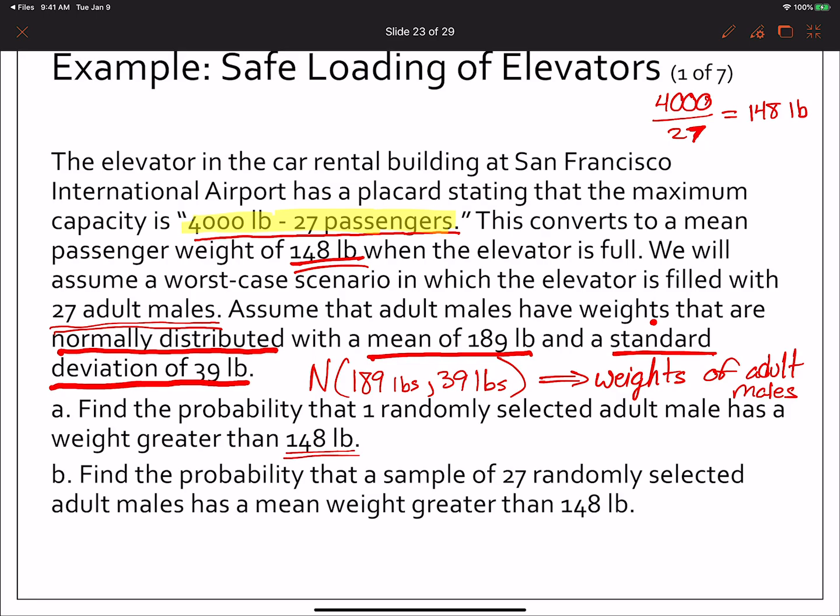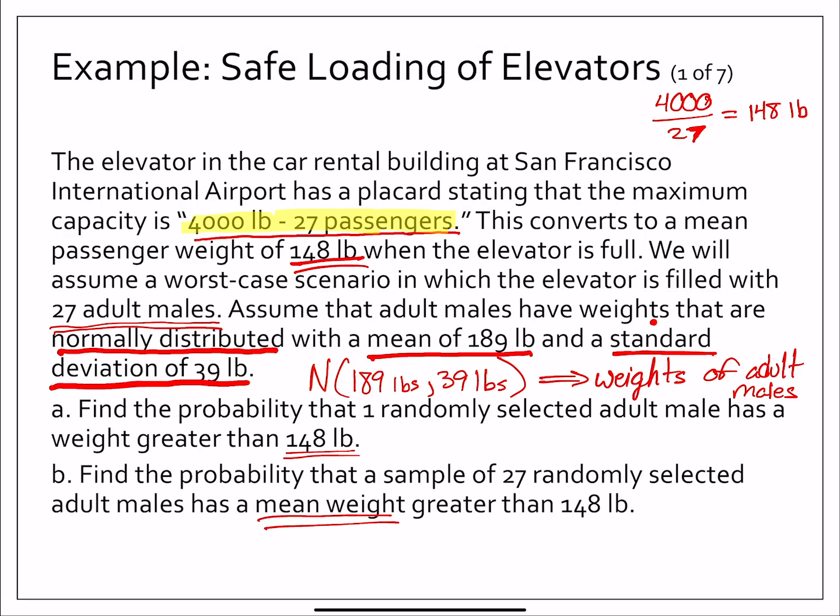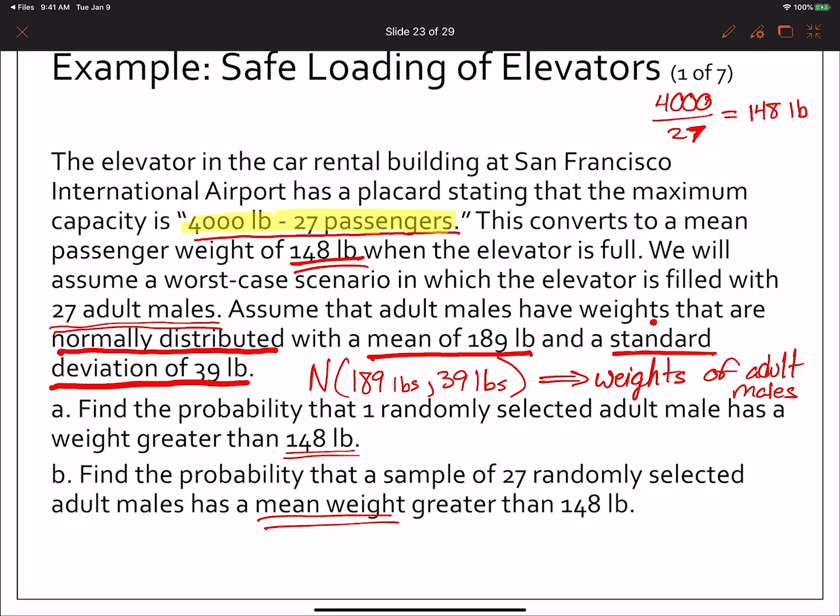148 pounds, right? And then question 2 is saying, find the probability that a sample of 27 randomly selected adult males has a mean weight greater than 148 pounds. So one part is telling us, let's just look at a single adult male, while the other part is telling us, let's look at a sample of 27 randomly selected adult males.